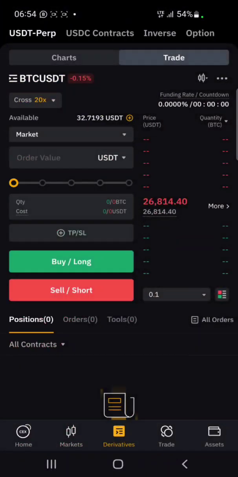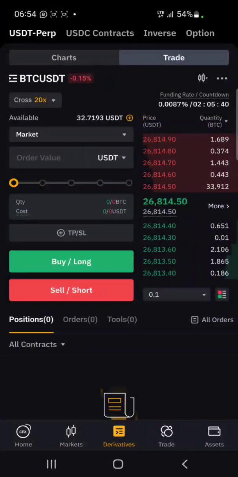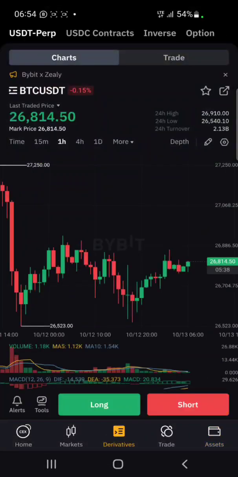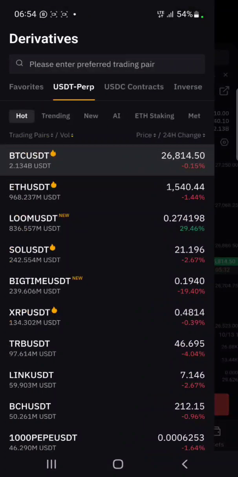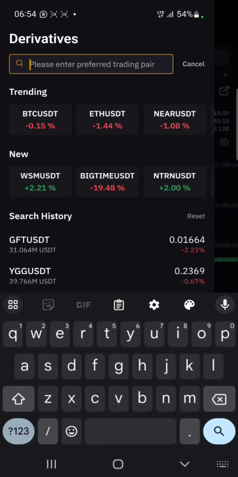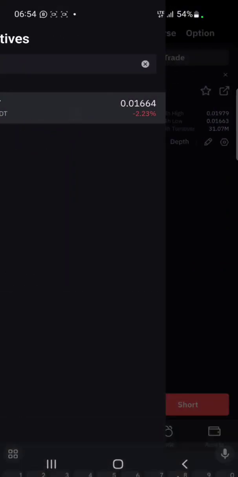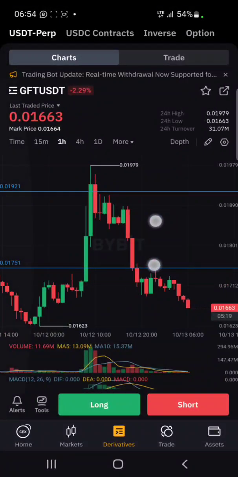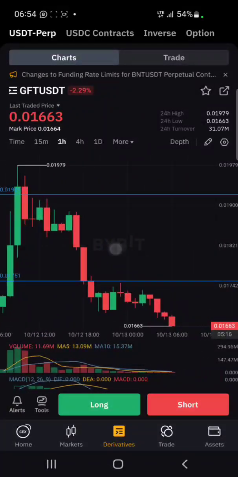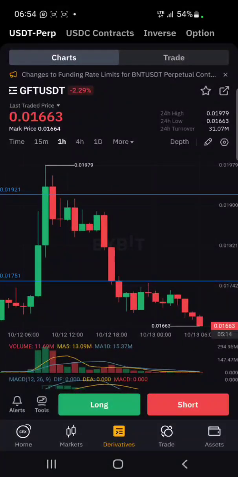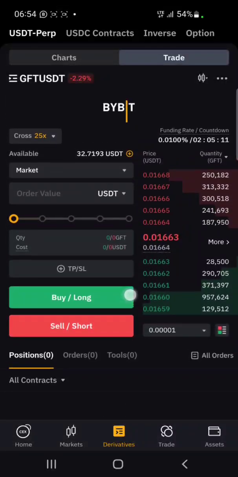Let's assume that it's not in GFT, it was in BTC. So when you move from your assets to derivative, you see BTC. You just click on this place, this right corner here. Then you search for the crypto you want to trade, GFT. Then you click on GFT. When you click on GFT, you can just press short, then it will bring you to this place.